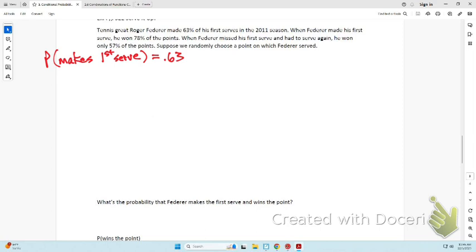Always be aware of the word "of." This happens in just a moment. But in this one, I do see the word "of," but it's not limiting anything. It's just, out of his first serves, 63% of the time he makes it. The next sentence is the one that is hard to read. So when he made his first serve, he wins 78%. That is a conditional statement.